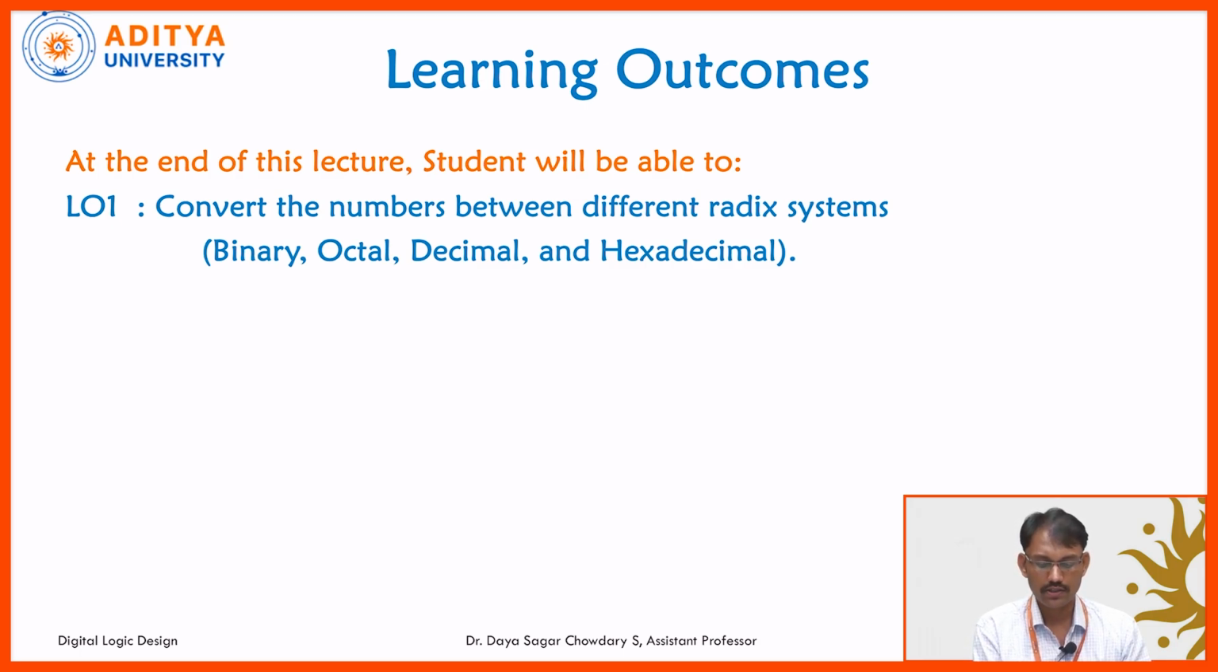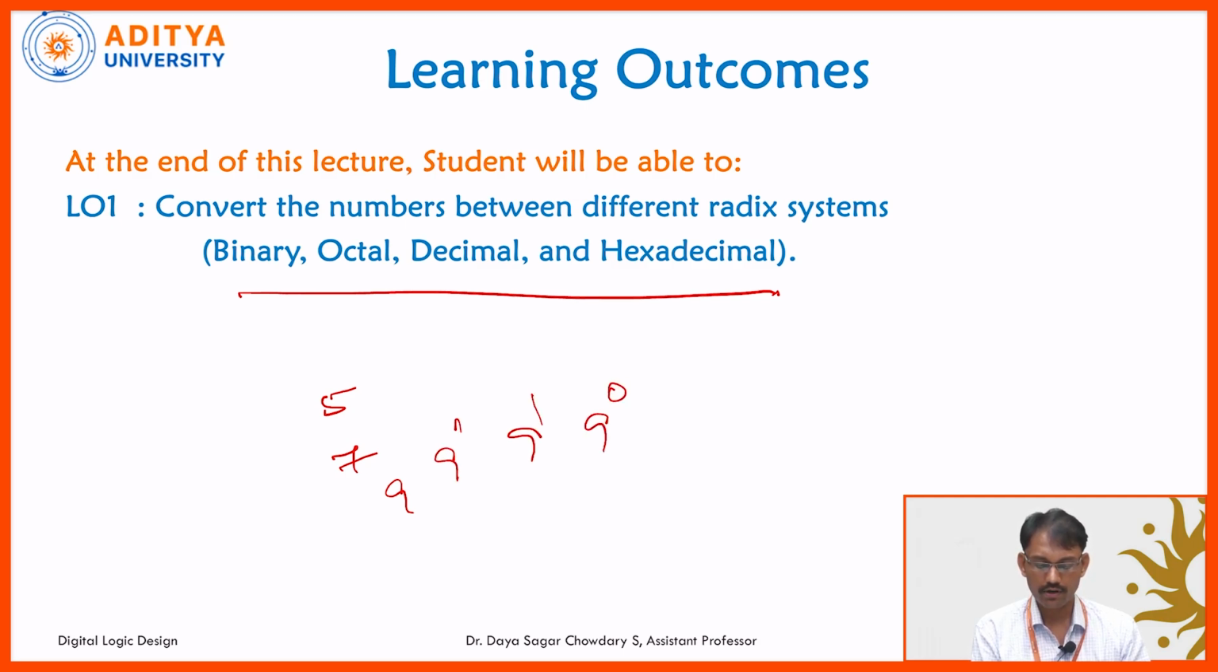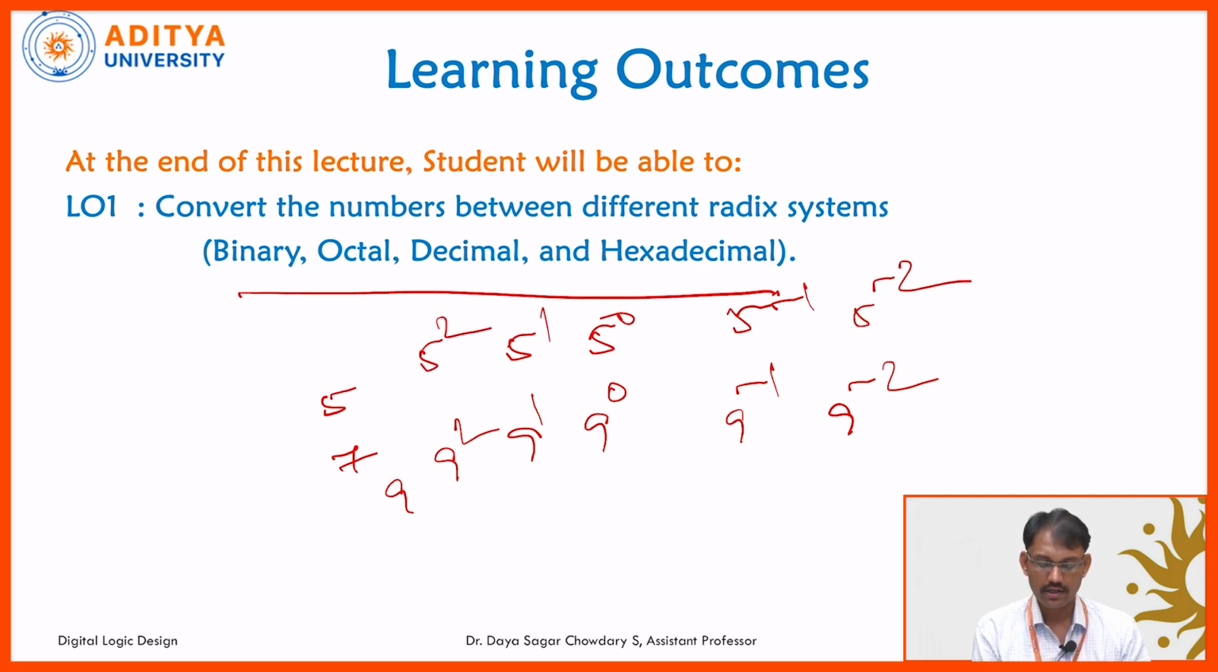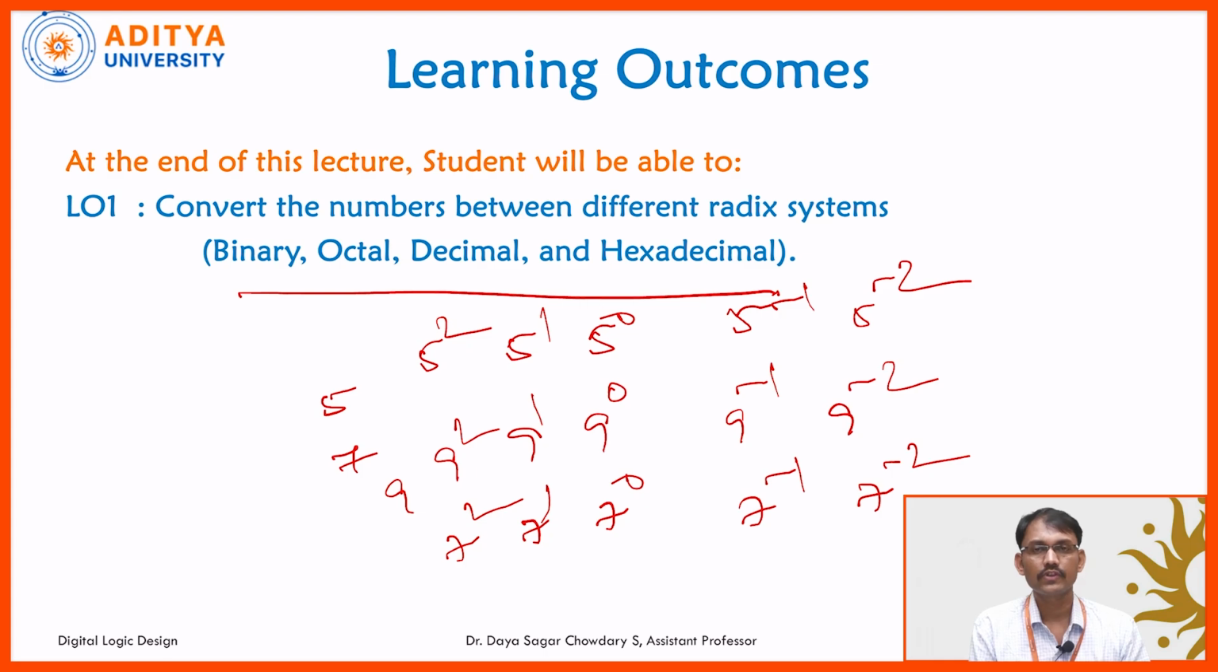Not only these 4 radix systems, there are also radix 5, 7, and already we observed 9, which work the same way. If it is 9, 9 to the power of 0, 9 to the power of 1, 9 to the power of 2, and also 9 to the power of minus 1, 9 to the power of minus 2. Likewise, if it is 5, 5 power 0, 5 power 1, 5 power 2, 5 power minus 1, 5 power minus 2. If it is 7, 7 to the power of 0, 7 power 1, 7 power 2, 7 power minus 1, 7 power minus 2. Likewise, we have to represent for any number system conversion.